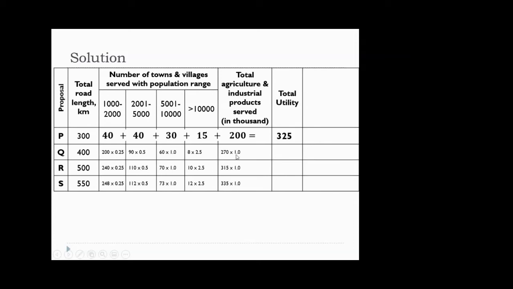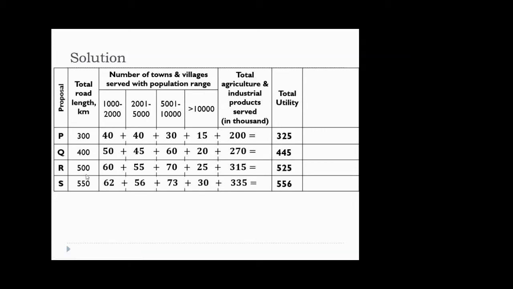Similarly, for proposal Q, whatever is the multiplication, you do it. These are the values that you get: 50, 45, 60, 20, 270. You add them up, and it comes to 445. Similarly for R and S, the same thing, and these are the total utility values.